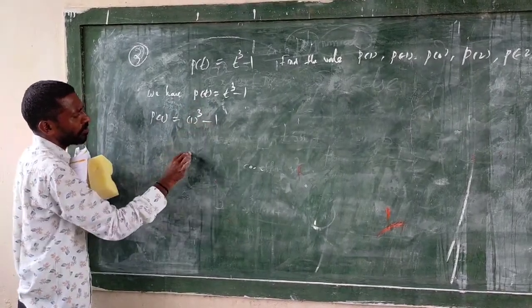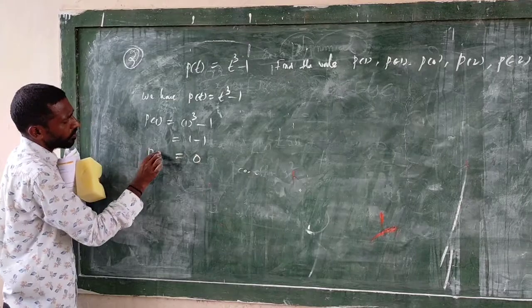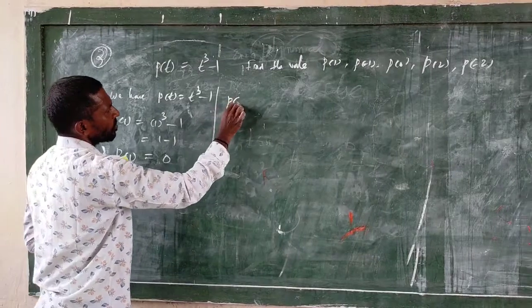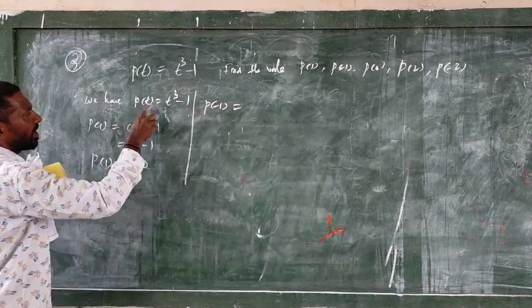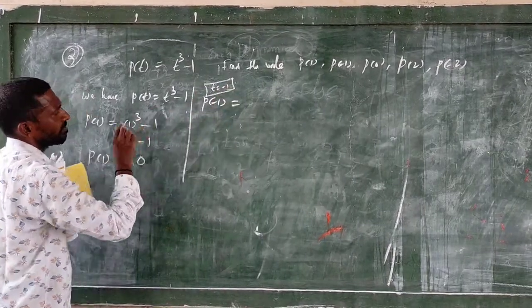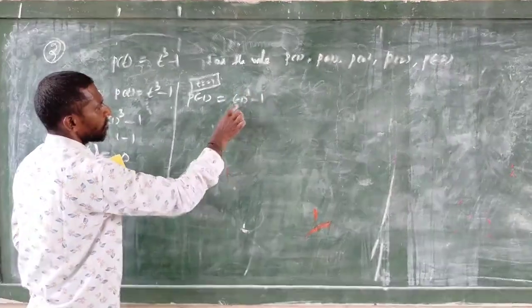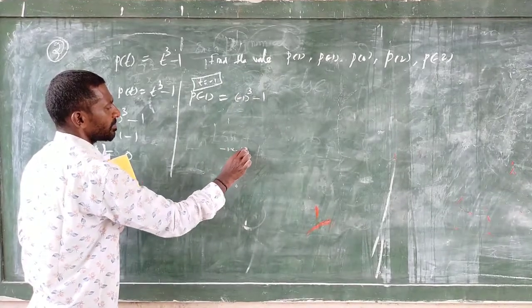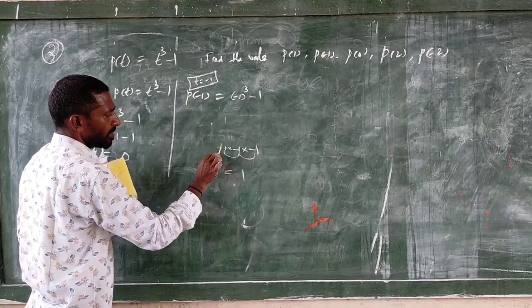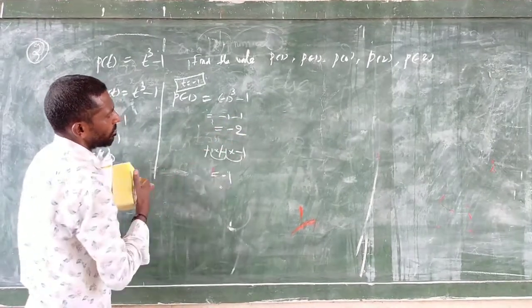1 cube means 1 into 1 into 1, which is 1. So 1 minus 1 equal to 0. So P of 1 value is 0. Next one, P of minus 1. Here t value is minus 1, substituting in the equation, t cube minus 1. So minus 1 cube means minus 1 into minus 1 into minus 1. 1 into 1 is 1, 1 into 1 is 1, so minus minus cancel, next minus 1. So minus 1 minus 1, the given value is minus 2.